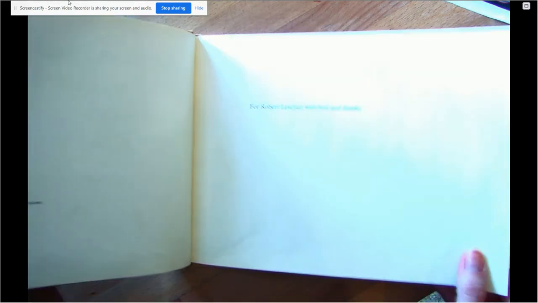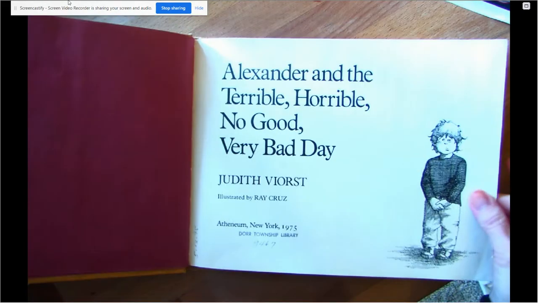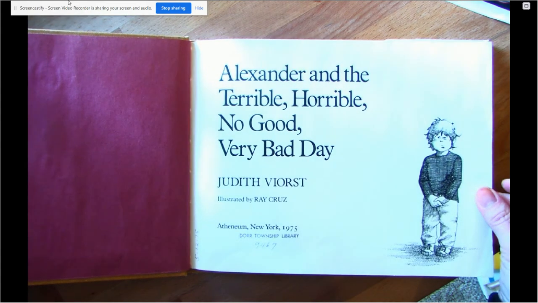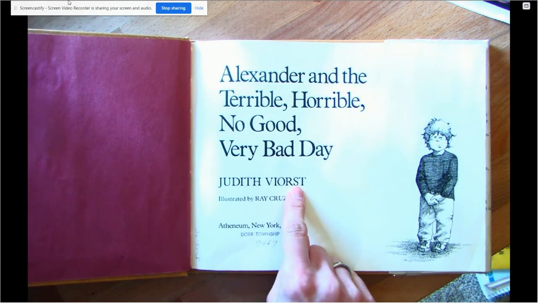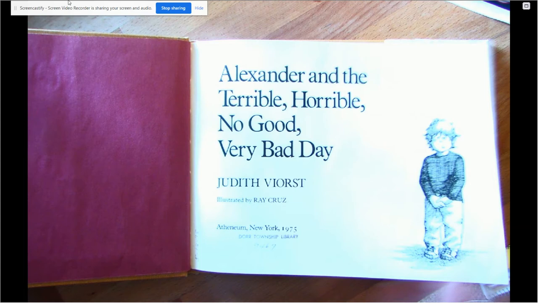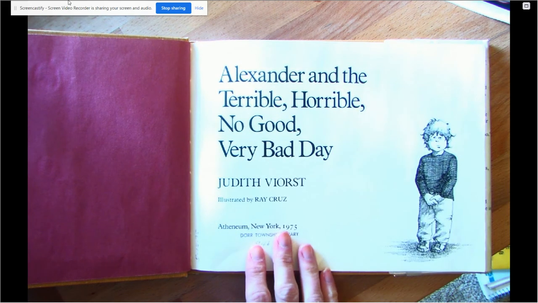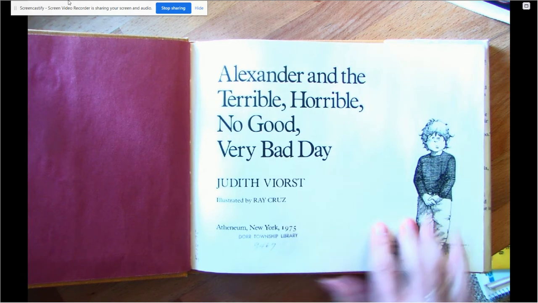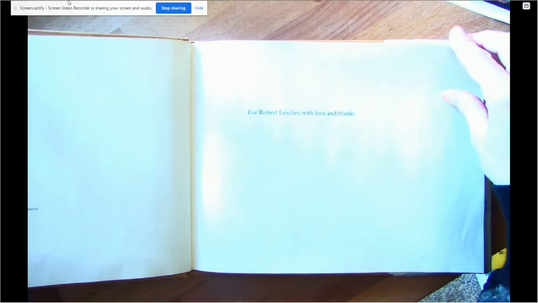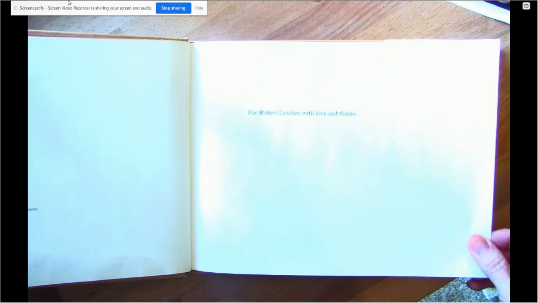Okay. So I always like to look at the title page there. Gives the artist or the author's name and the illustrator's name. But this book was written in 1975. There's Alexander. Let's see what happens to him if you've never read this story before. Remember, you're looking at it from a writer's eye.